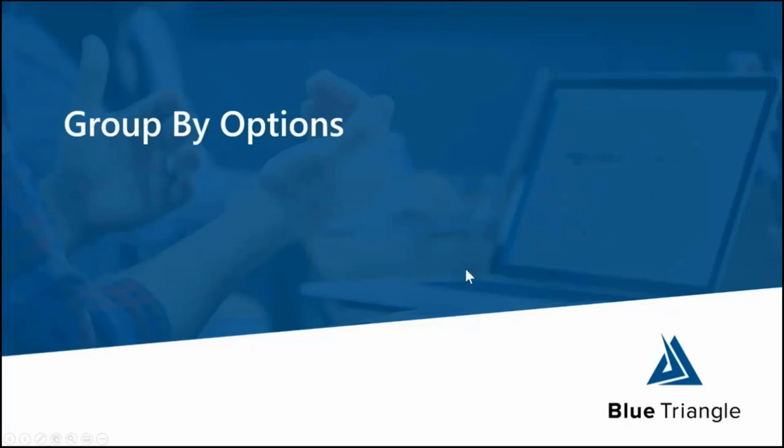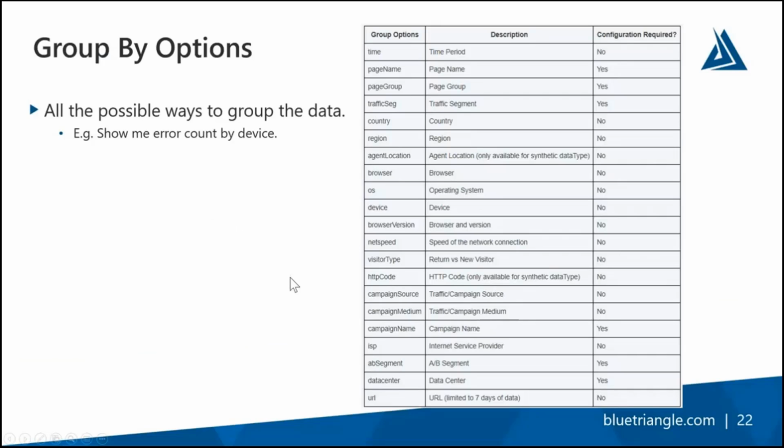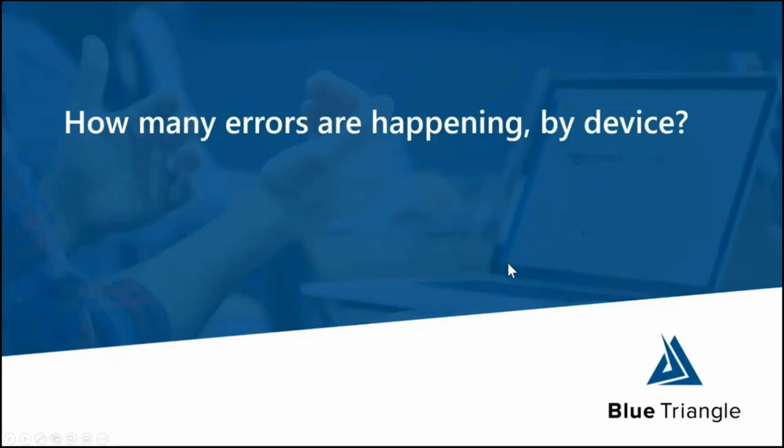What are the group by options? So the group by options, this is all the possible ways to group the data. So if you think about it like an SQL query, this is going to be what you put in your group by clause. So you can group by time, you can group by traffic segment or country, you can group by browser, and the list goes on here. So one of the examples that I think is pretty common is, show me the error count by device. How many errors are happening by device? And as a matter of fact, that's going to be our first question we're going to answer here. How many errors are happening by device on my site? So let's look at what the request JSON looks like for that question.